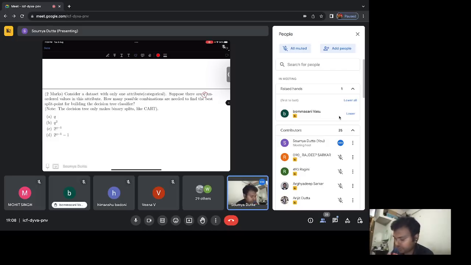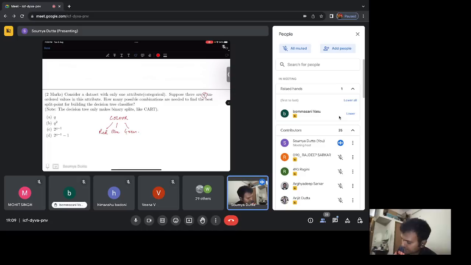q unordered values. An example can be color, which is a categorical variable, and there can be, let's say, 3 colors: red, blue and green. So how many split points do you need to look at in order to find out the best split point for the decision tree classifier? I will use 3 as an example, but let's try to derive this for q general values.